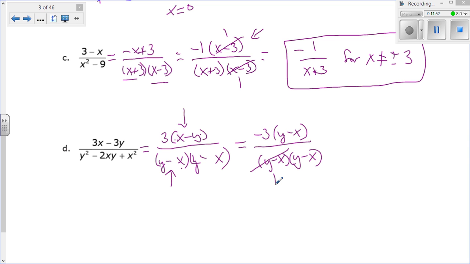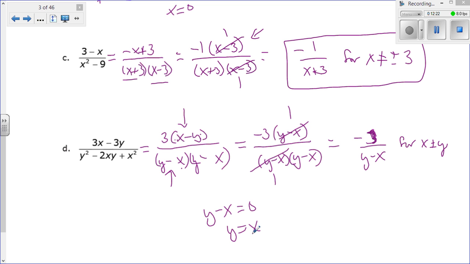So now one of my y minus x's can cancel with the other y minus x, and I'm left with negative 3 over y minus x. We're just going to say for x not equal to y, because that's the only way this can be 0. If I do y minus x equals 0 and add x to both sides, y equals x. So that's why x cannot equal y, because that's the only time I would get 0 in my denominator.